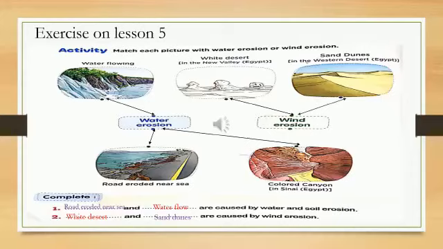Now we will solve complete sentence. First, space and space caused by water and soil erosion, very good. We will look at the picture and you choose it from it. Eroded near sea and water flow. Number two, white desert and sand dunes caused by wind erosion.